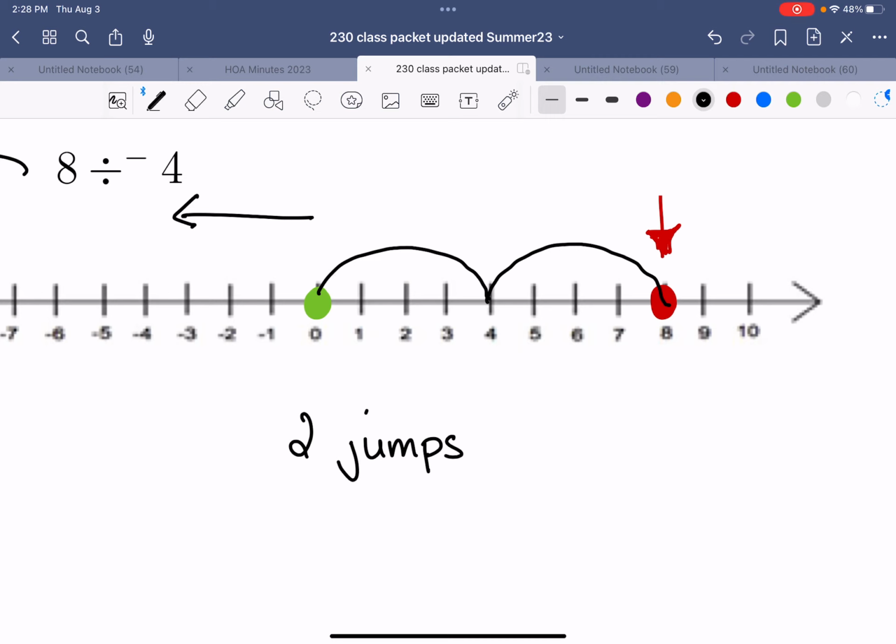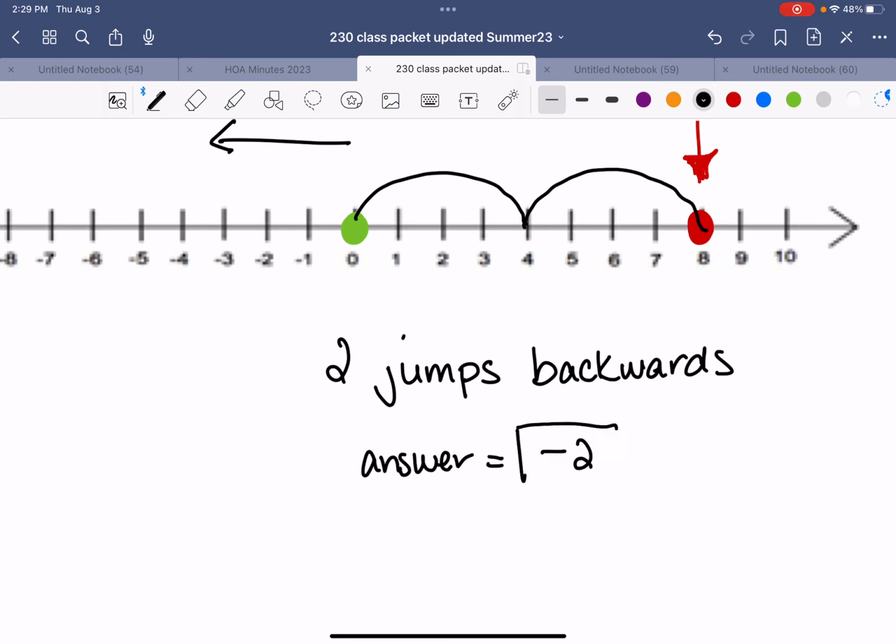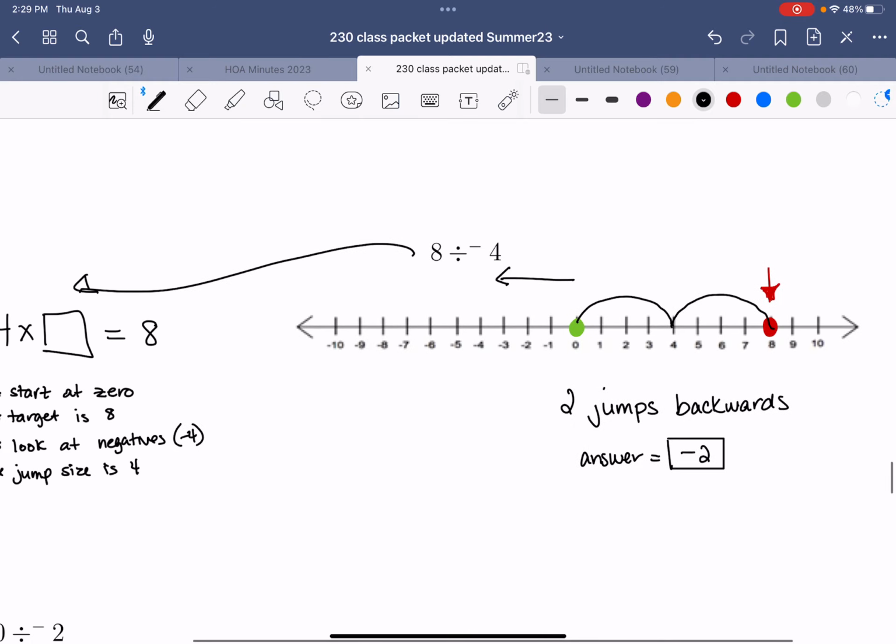But this time I did not go with the arrow. I went opposite the arrow, and when you go opposite the arrow, that's backwards. And so my answer is -2 because I'm moving 2 jumps, but this time I'm moving backwards. Okay.